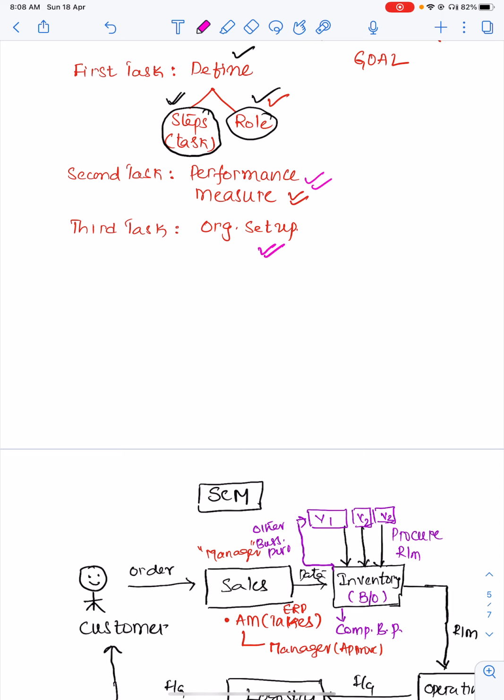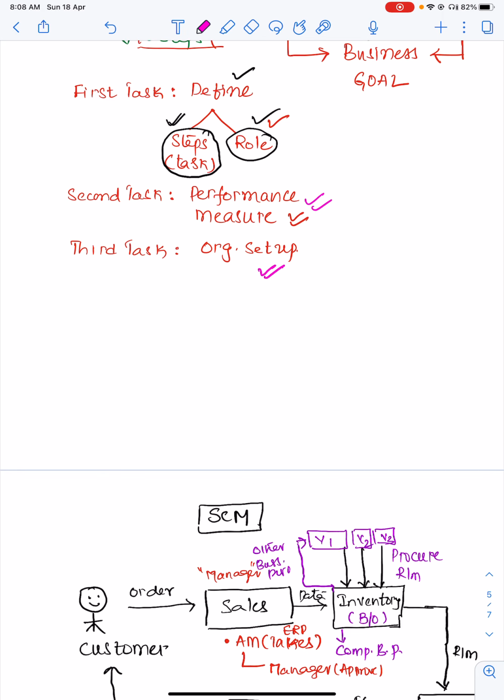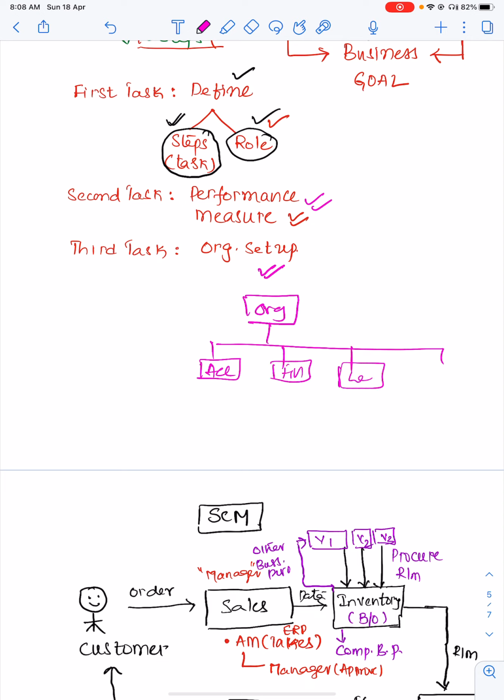What do you mean by organization setup? It is nothing but the entire organization will be divided into certain departments, like accounts department, finance department, legal department, operational department, etc.